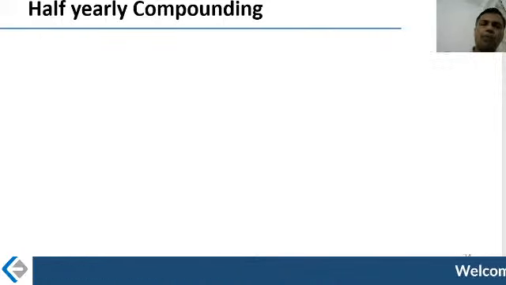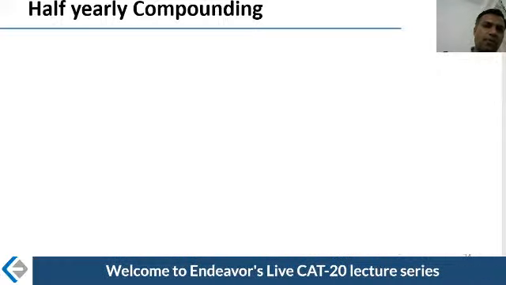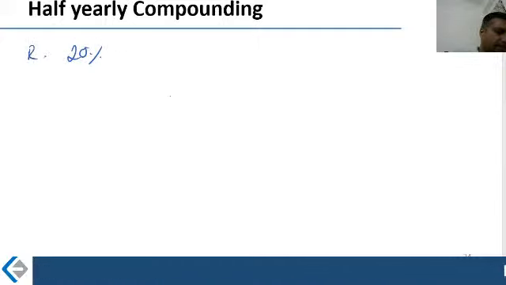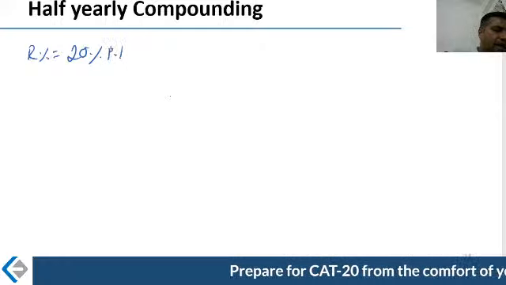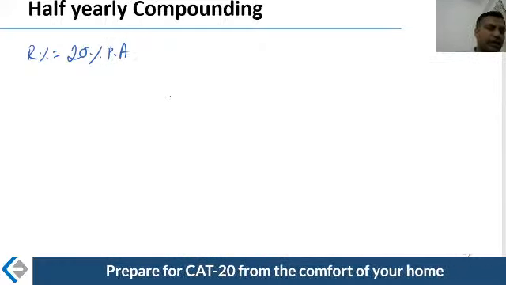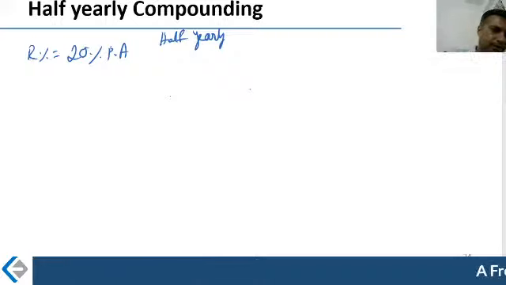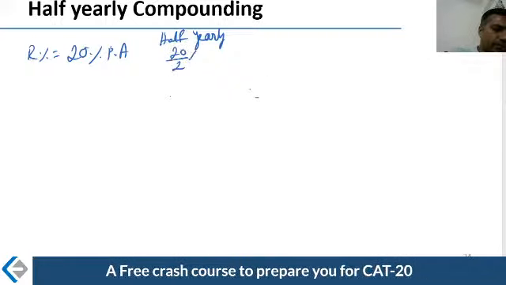Sometimes compounding is done half yearly, sometimes quarterly. Just remember, if I promise a 20% rate of interest per annum, I'm talking about the annual rate. If I want to do compounding half yearly, I will not give 20% for the half year. Half yearly means 20% divided by 2, that is the rate of interest half yearly. Not 10% per annum, 10% half yearly.